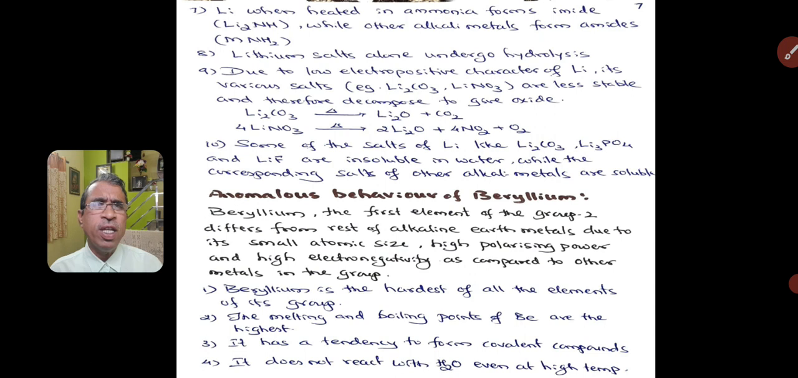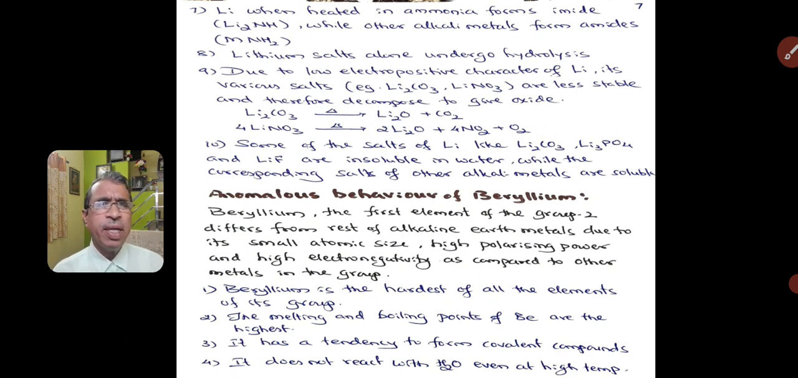Some of the salts of lithium, like lithium carbonate, lithium phosphate and lithium fluoride, are insoluble in water, while the corresponding salts of other alkali metals are soluble in water. So these are some of the anomalous properties of lithium. Similarly, many more anomalous properties are there. We have given the important ones. Now coming to the anomalous behavior of beryllium.